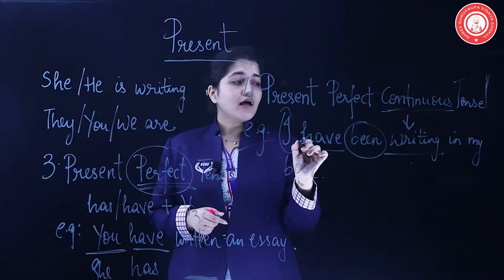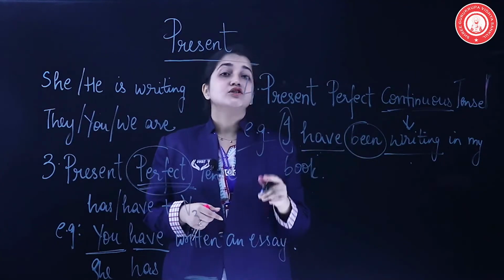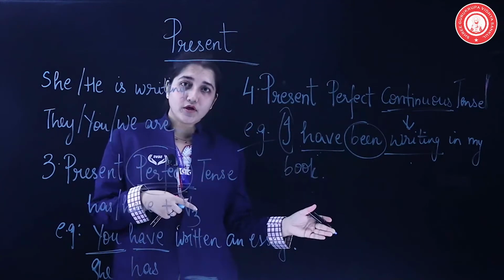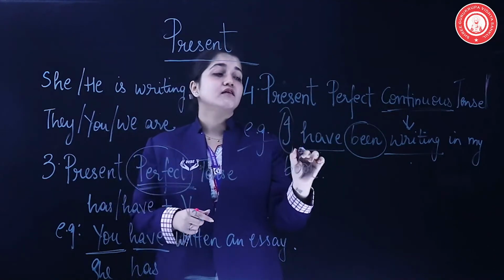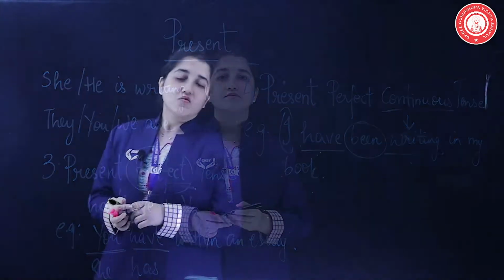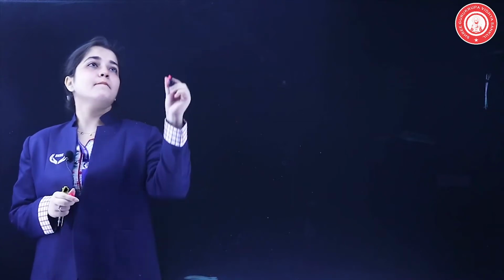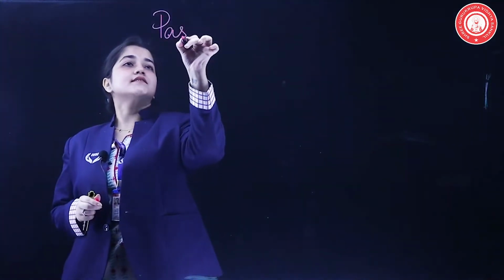Okay, so here I have been writing in my book. She has been writing in her book. They have been writing in their books. Again, according to the subject, the verb will change. So we have already discussed the present time frame and the four tenses that go along with it. Now it's time to move on to the next time frame, which is the past tense.